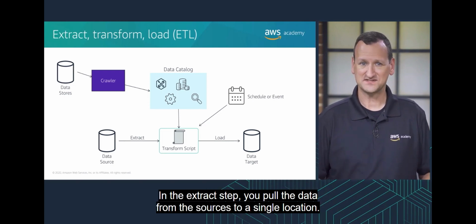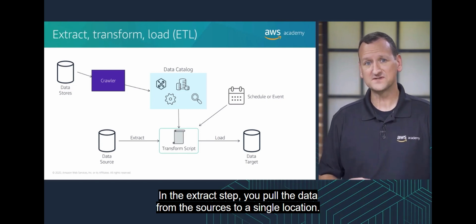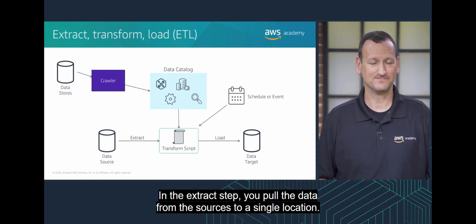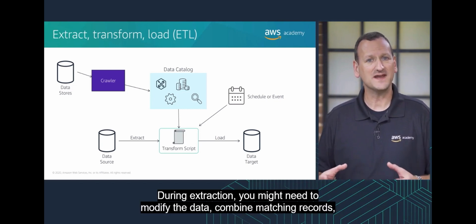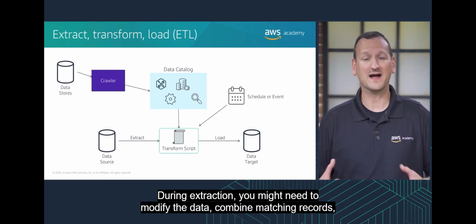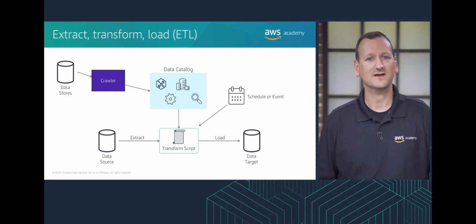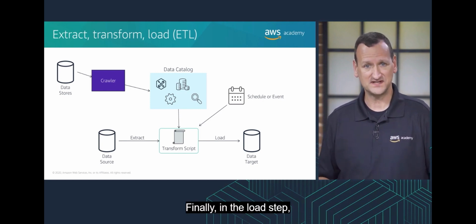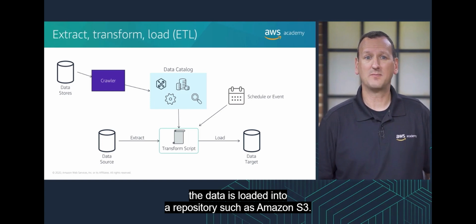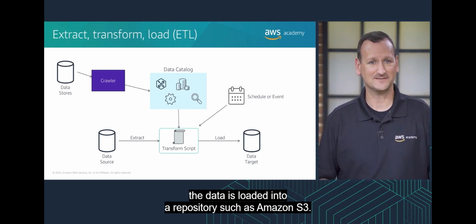In the extract step, you pull the data from the sources to a single location. During the transform step, you might need to modify the data, combine matching records, or do other tasks that transform the data. Finally, in the load step, the data is loaded into a repository, such as Amazon S3.